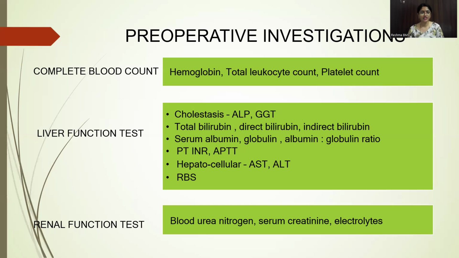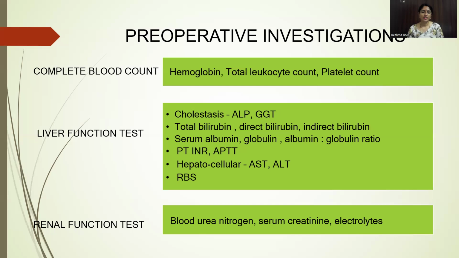Liver functions are done. The enzymes that are specific for cholestasis are alkaline phosphatase and gamma glutamyl transpeptidase. There is increase in total bilirubin as well as direct bilirubin. The serum albumin levels are reduced, globulin levels are increased, and there is reversal of the albumin-globulin ratio. Because of defective gamma carboxylation of vitamin K dependent clotting factors, the PT-INR and APTT are deranged. If there is associated hepatocellular injury, aspartate and alanine transaminase levels are also elevated.